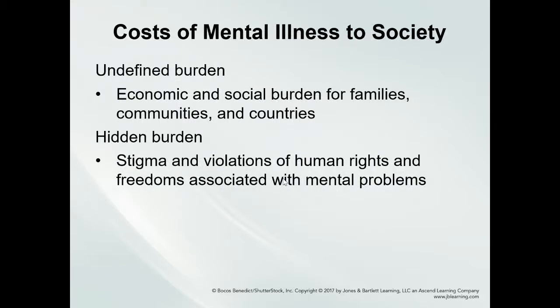So the costs of mental illness to society include, one, an undefined burden, which means it's difficult to define. There's an economic cost to society when people are suffering from mental illness, social burdens for families, communities, and countries. And then there are these hidden burdens. There are some stigmas attached with mental illness, and sometimes there are violations of human rights and freedoms associated with mental problems. For example, should a person be forced to take medication if they're suffering from mental illness? What if they choose not to? Isn't it their choice not to treat their disease?